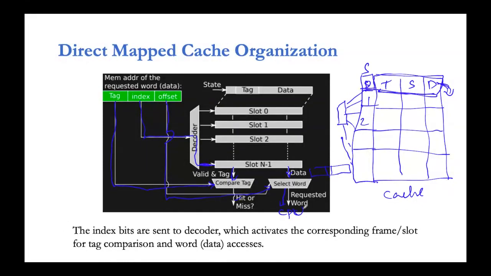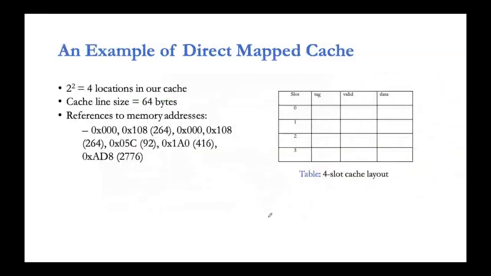computations. So the index bits are sent to the decoder, which activates the corresponding frame, your slot, and then the tag comparison is done. After doing the tag comparison, if it is matching, then the word will be fetched out. So this is the concept of your direct mapped caching. Let us see that with an example.